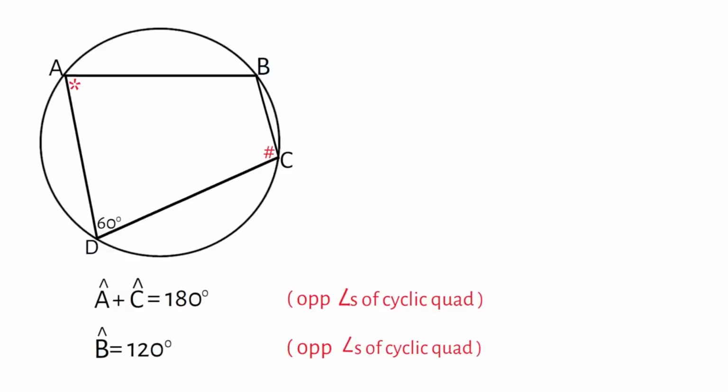But the theorem does not hold if one of the four points, A or B or C or D, does not touch the circumference. That would clearly mean it's not a cyclic quad.